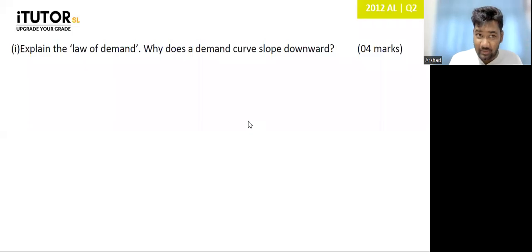Okay, starting with the 2012 A-level question number 2, subsection 1. Explain the law of demand. Why does the demand curve slope downward? Yes, what is the law of demand? Can you give me a proper definition?